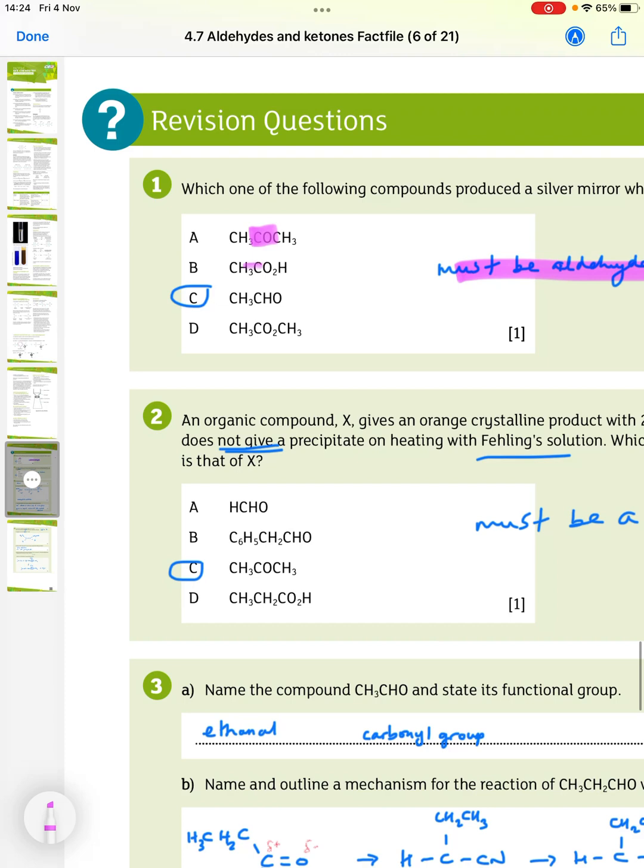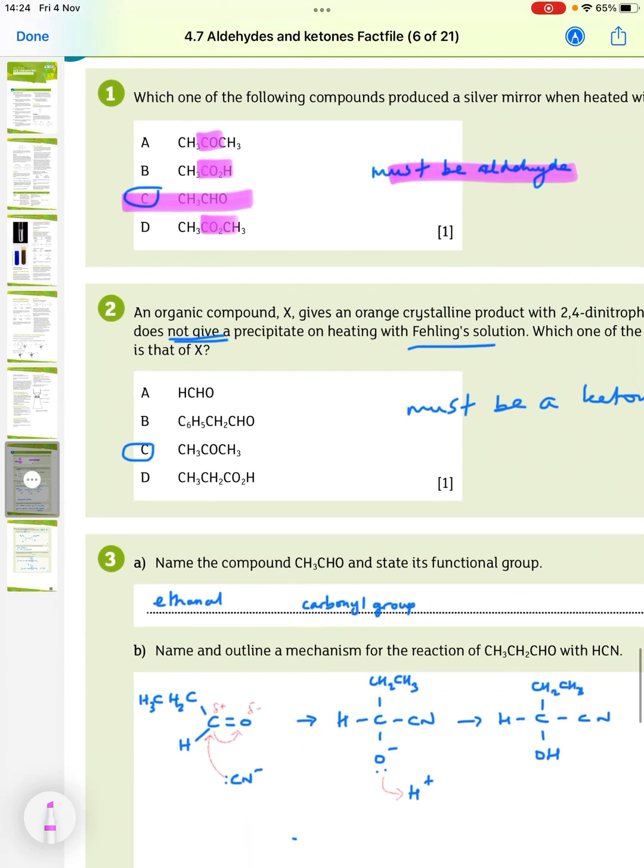And looking at all of these, you can see here, these ones, A, B and D, all have oxygens attached to the middle carbon. So that can't be an aldehyde, it has to be C, where the carbonyl group is on the end.